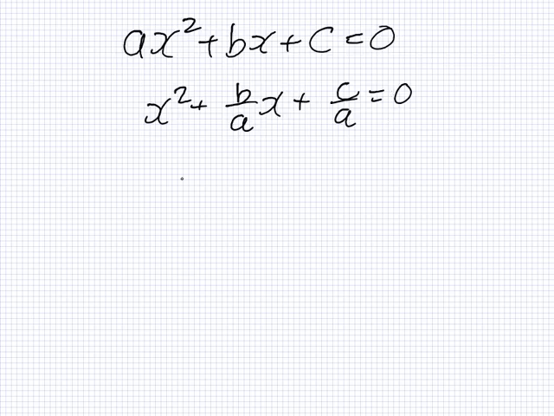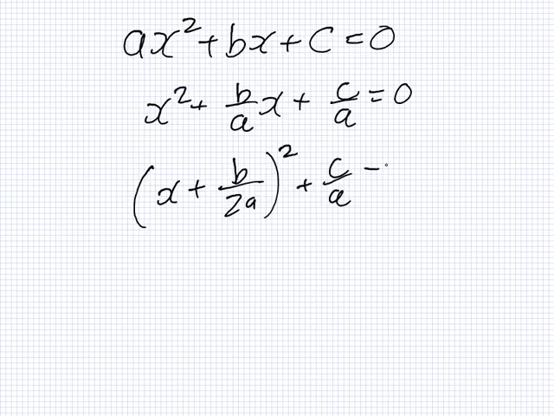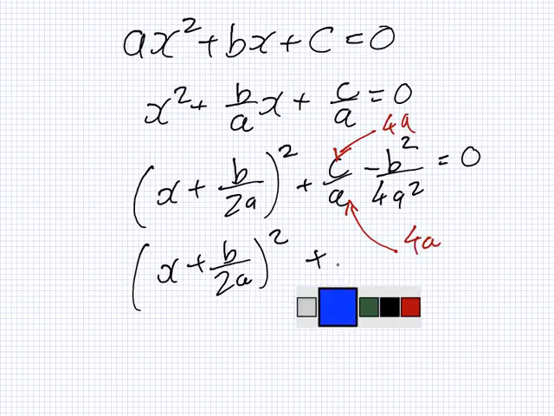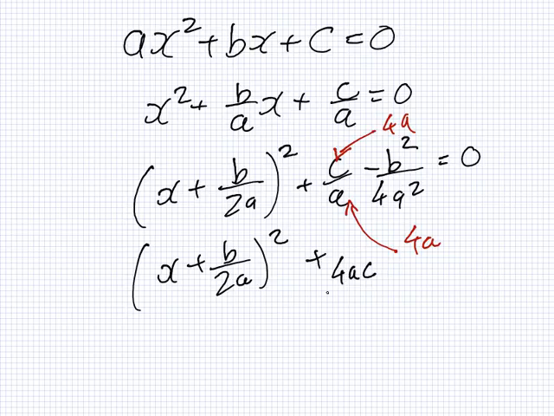Next I complete the square. I get (x plus b over 2a) squared plus c over a minus b squared over 4a squared. That should equal 0. Now, what I'll do here, I'll multiply the top and the bottom by 4a. So that will make the top 4ac and the bottom 4a squared, minus b squared over 4a squared equals 0.